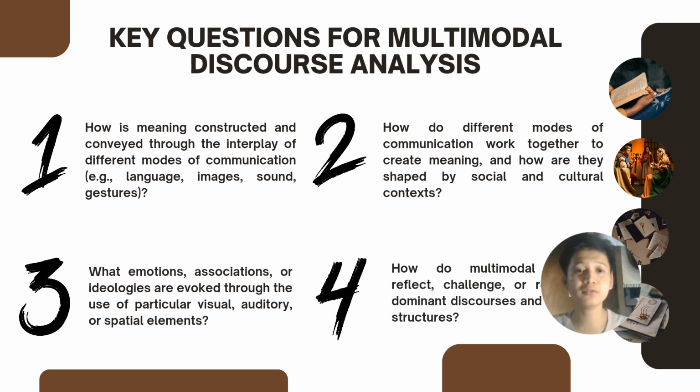So for the third question, what emotions, associations, or ideologies are evoked through the use of particular visual, auditory, or spatial elements? So images and symbols, which are forms of visual representation, have the power to evoke associations and ideas about culture, identity, and societal values. For example, using religious symbols or national flags could create feelings of patriotism or religiosity.